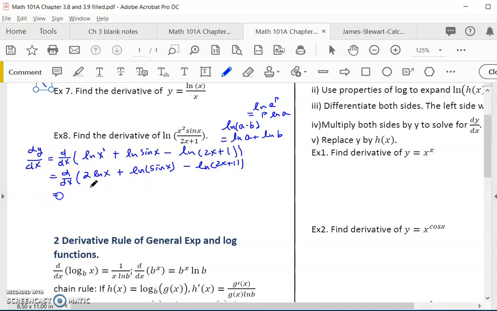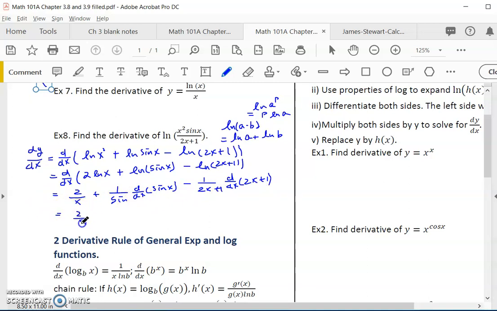So now we're ready to do it. 2 ln x would be 2 over x, right? ln x is 1 over x. Plus, what is this? Inside is sine x, that's the g of x. So outside is ln, there will be 1 over sine x, and then do d/dx of sine x. Minus, what is this? This is 1 over 2x plus 1, right? Because inside a log, so do d/dx of 2x plus 1. Whenever it is not x itself for ln and e, you have to just do the derivative inside.